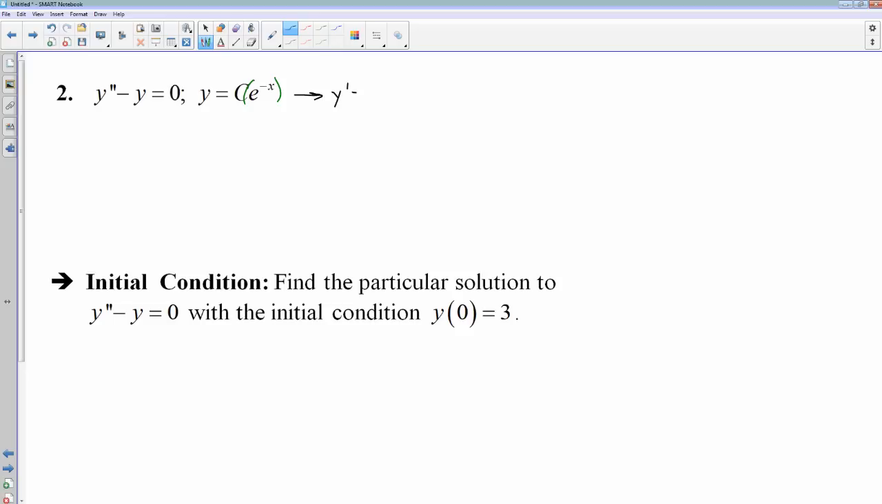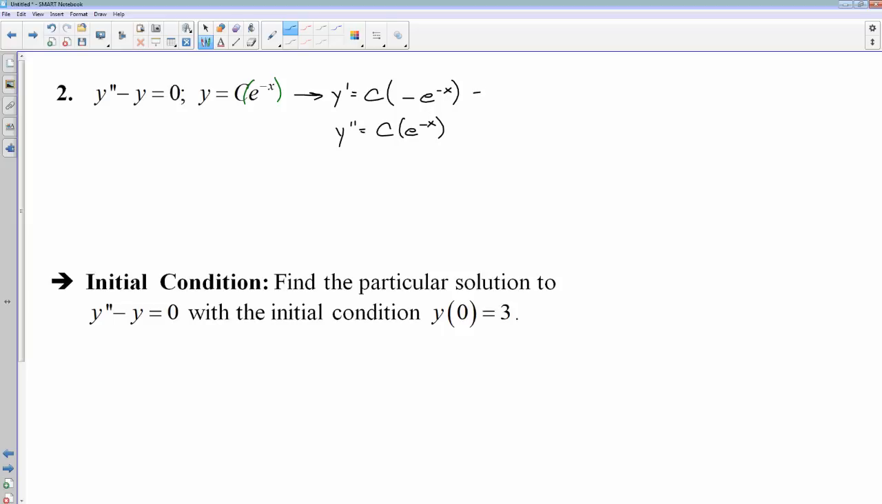So y prime is going to be c times the derivative of e to the negative x, which is the derivative of the exponent, negative 1, times e to the negative x. Or you could just call that negative e to the negative x. And y double prime, that's what I need to plug in. The c is still going to hang on out there. And it's negative. Now, when I multiply by the negative again, it's actually going to become positive e to the negative x.